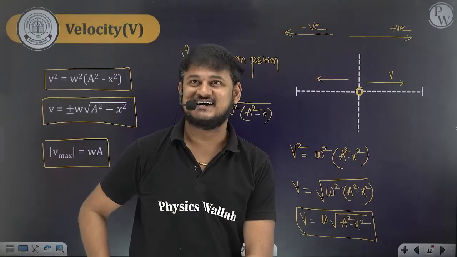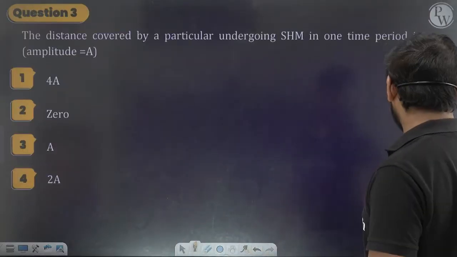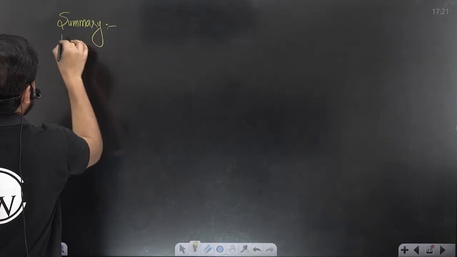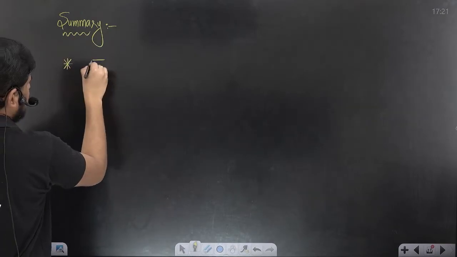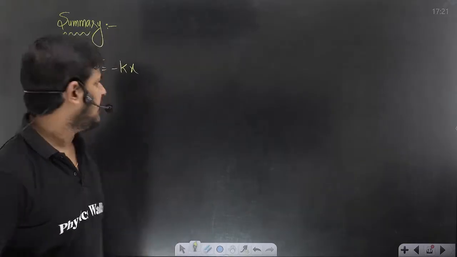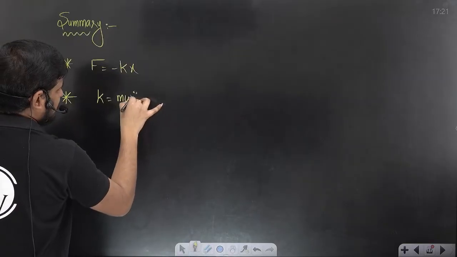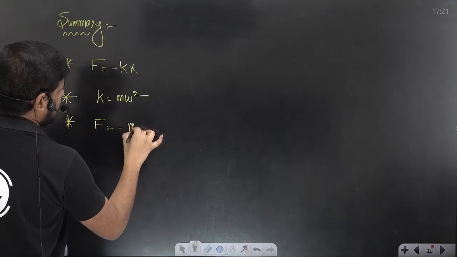Now it's clear. So done these formulas. Before going further, let's summarize the things. What we learned, the major formulas: F is equal to minus kx is the simple harmonic motion condition, and k is equal to m omega square. So from here you can write F is equal to minus m omega square x.